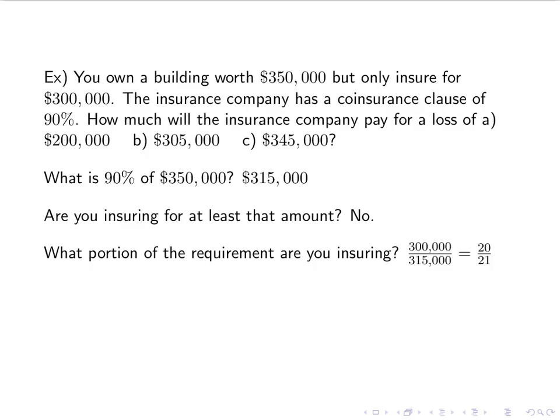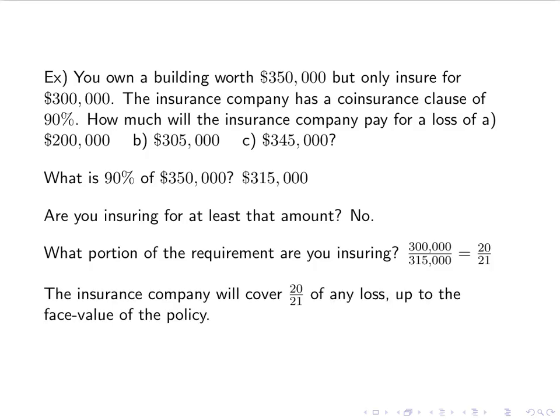Do not round. I know it's very tempting. People put it in their calculator, they get a decimal, and they want to just use the first two decimal places. You cannot round, you need the whole fraction. It is very, very important that you use the entire fraction. What this number is saying is that the insurance company will cover 20 out of 21 of any loss up to the face value of the policy.